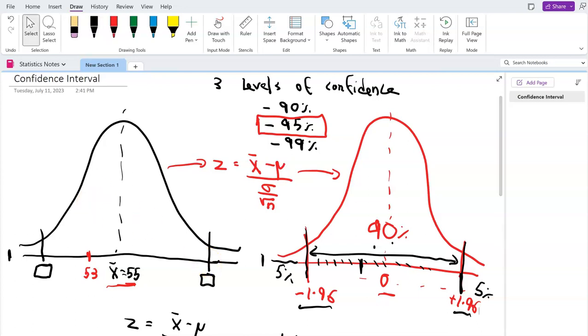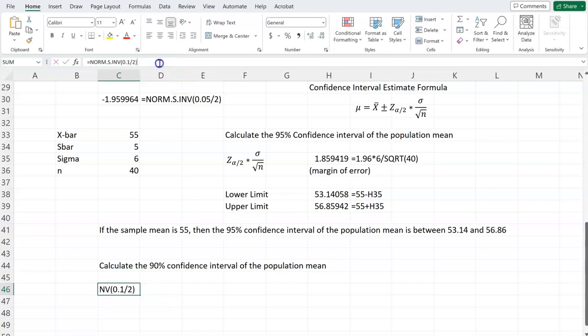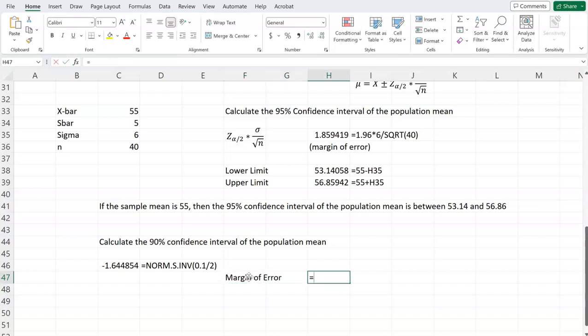With that, I would then go here and write z.norm.s.inv of 0.1 divided by 2, and we get 1.644. So then we do the same thing. We first have to find the margin of error. So I can just write here, margin of error now will be equal to 1.644854. If you notice, I'm just dropping the negative sign because it's plus or minus, so I don't need the negative sign right now. Then my sigma is 6 divided by the square root of n, which is the square root of 40. And so my margin of error is this number.